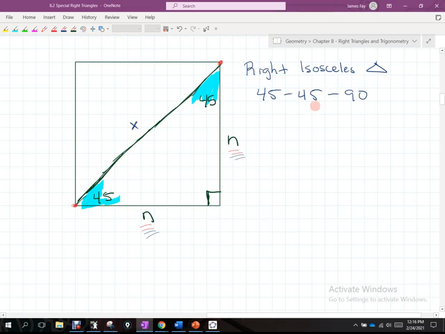But if it's a right triangle, what theorem that we talked about 2 days ago should be true for it? If it's a right triangle, shouldn't this be true? Okay, what is your A value here? N. What's your B value? N. What's your C value? Okay. How many n squareds would you have here? Correct? 2n squared equals x squared.